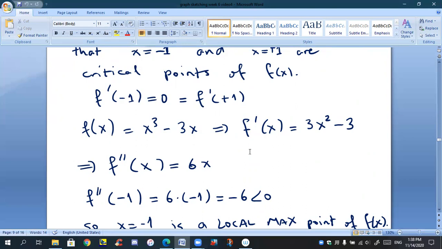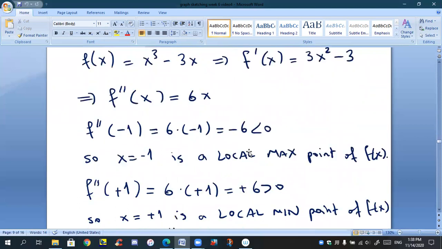So now plug minus 1 into the second derivative. That's going to give 6 times minus 1. That's minus 6, which is negative. So second derivative negative means concave down. Well, that's a local max. So x equals minus 1 is a local max point of f.